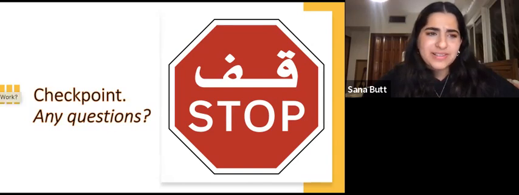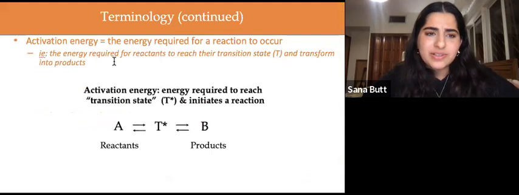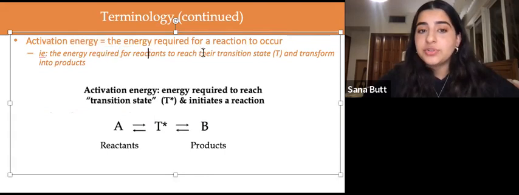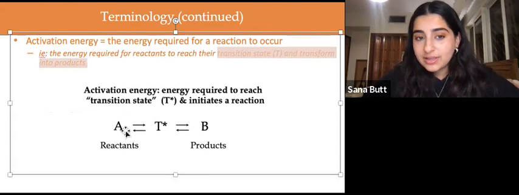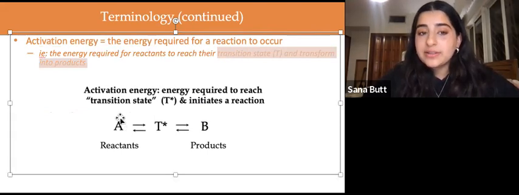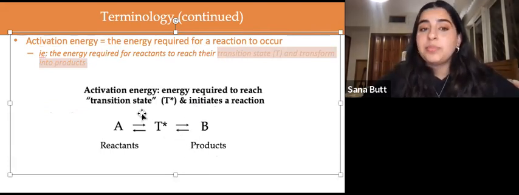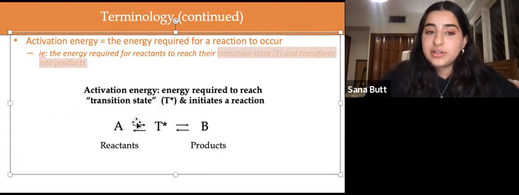I hope that last part made sense about the transition state and the activation energy. So in this definition here, the activation energy is the energy required for your reactants to reach their transition state and transform into products. So your reactant, with its activation energy, then reaches a transition state in which it can form a product. So if I put my activation energy here in this little arrow, that's what's going to help me achieve my transition state.